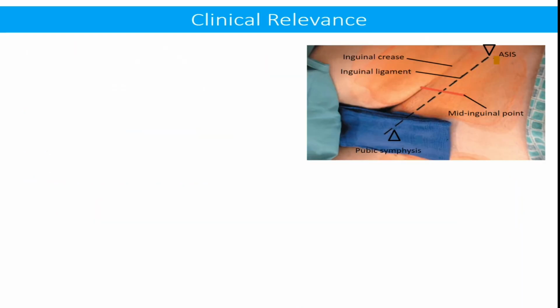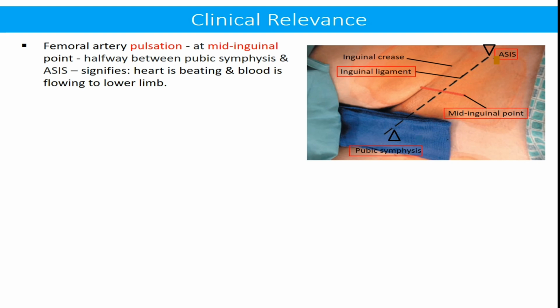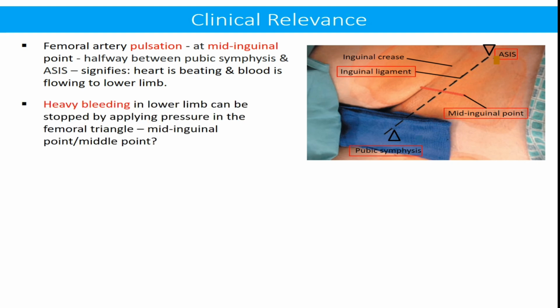As regards the clinical relevance, femoral artery pulsation can be felt at the mid-inguinal point, that is midway between pubic symphysis and anterior superior iliac spine. This pulsation signifies that the heart is beating and blood is flowing to the lower limb. Heavy bleeding in the lower limb can also be stopped by applying pressure in the femoral triangle at the mid-inguinal point. Remember the difference between mid-inguinal point and middle inguinal point.